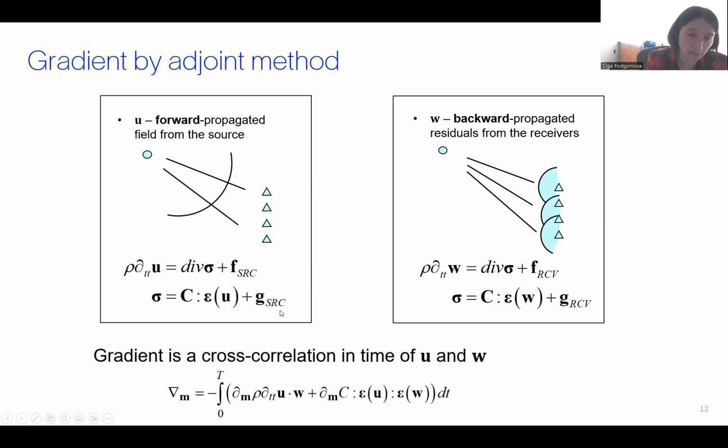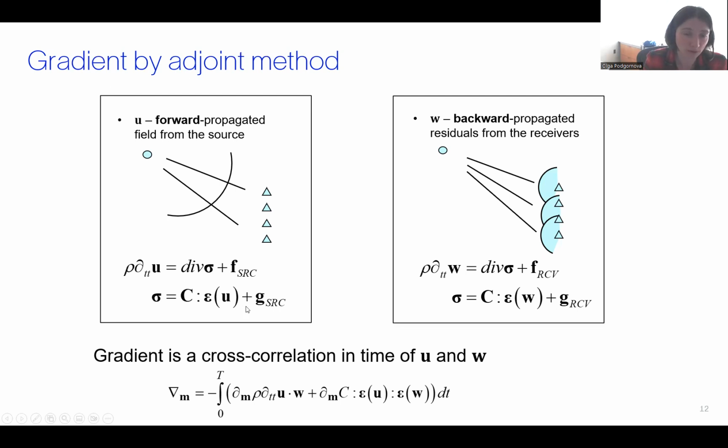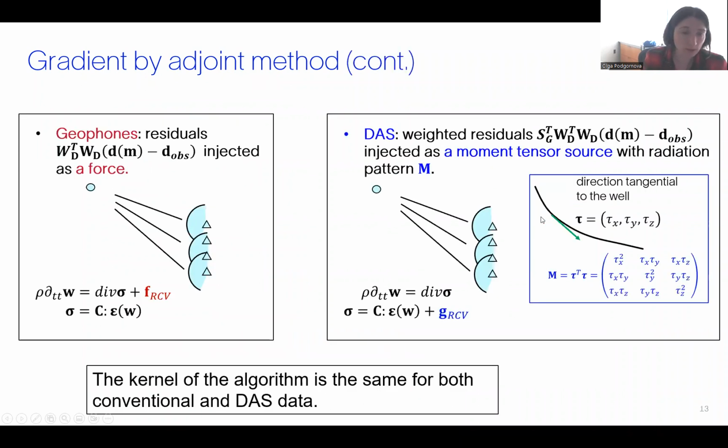For the right-hand side, we have the injection of the physical source. The backward propagated field is injected at the receivers. The wave field which we inject is the residuals between the observed data and the data modeled in the forward propagation step. We inject these residuals with a certain radiation pattern, which I'm going to talk about later, and that's it.